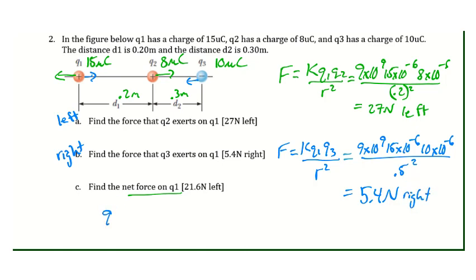So if you're charge 1, and you have a force pushing you 27 newtons left, and you have a force pushing you 5.4 newtons right, you are going to have to figure out the sum of your forces. Your net force is 27 minus 5.4. So the net force is equal to 21.6 newtons, and the leftward force is bigger, so it's going to be to the left.